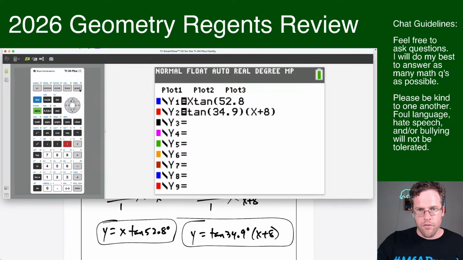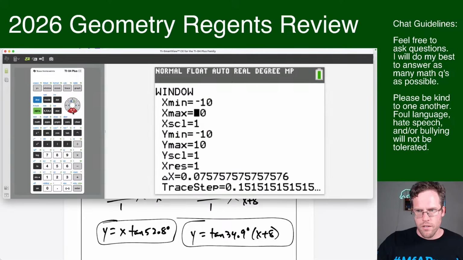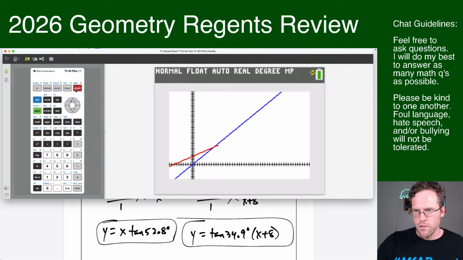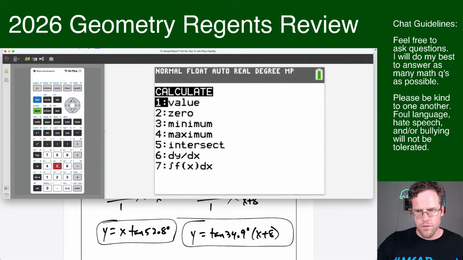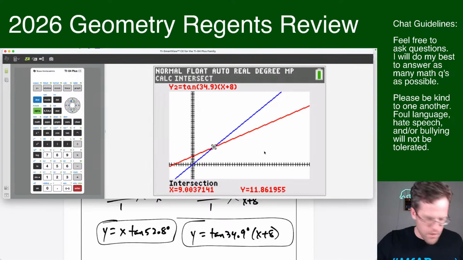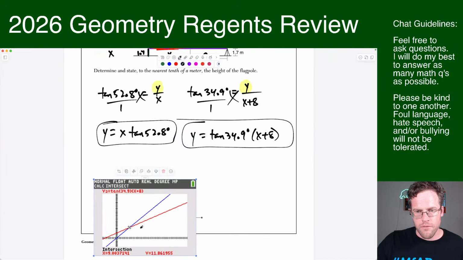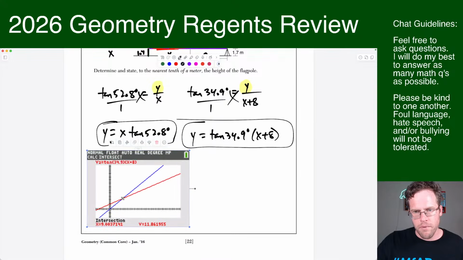If I graph both, I can't really see anything over here, so I could just extend the window out. Let's say I go out to 50 and 50 here. And there it is. Second trace 5 tells you where the points of intersection are, because that'll tell me which x and y work. So this makes it a lot easier. If you try to do this algebraically, it's pretty bad.